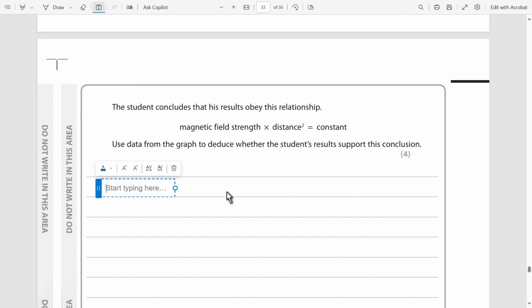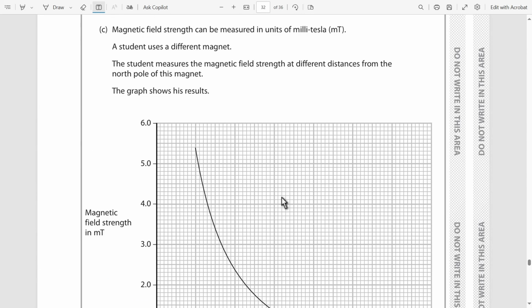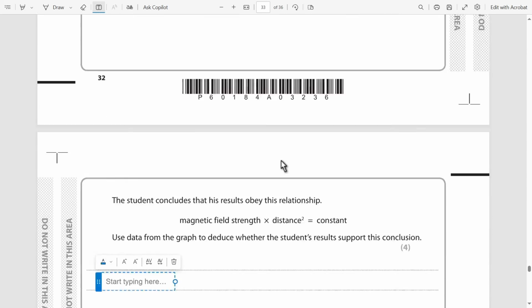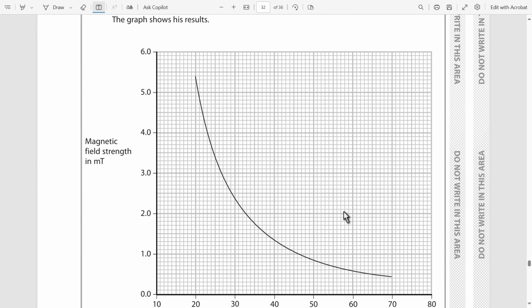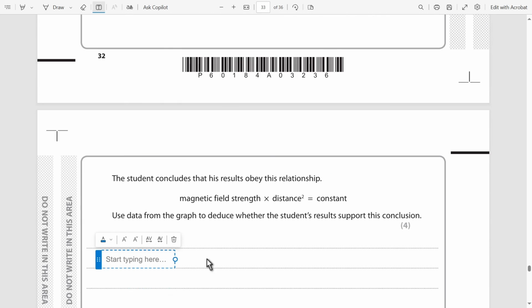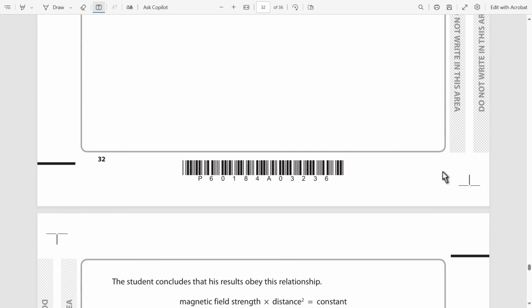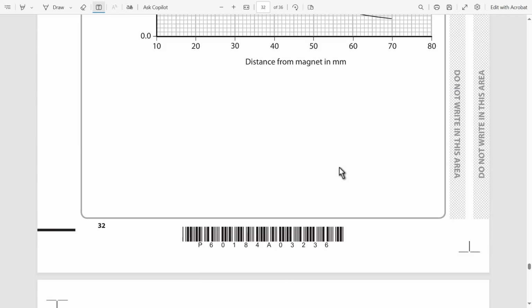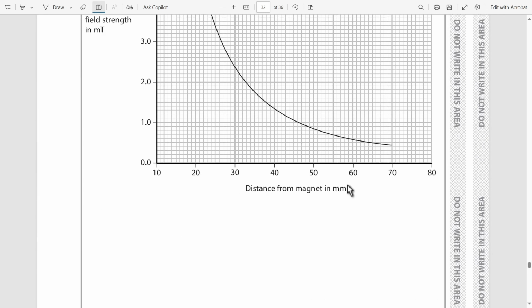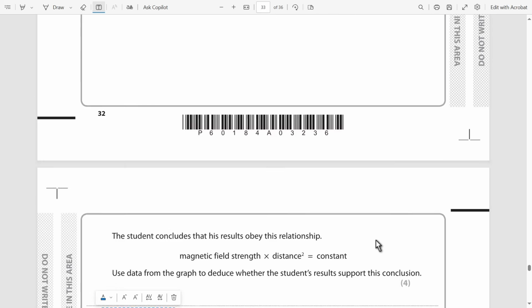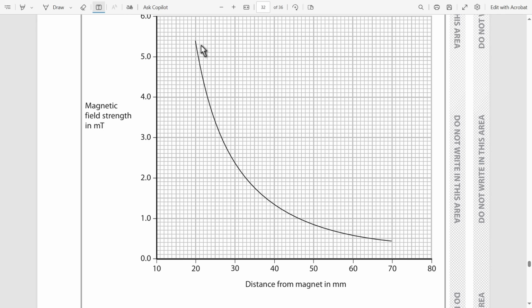Okay guys, this question's annoying. So yeah, we have to pick 2 points from this graph, and we need to see if they add up, and we need to implement this into this equation. If it equals a constant, then these results will obey this relationship. So let's pick these points right here.